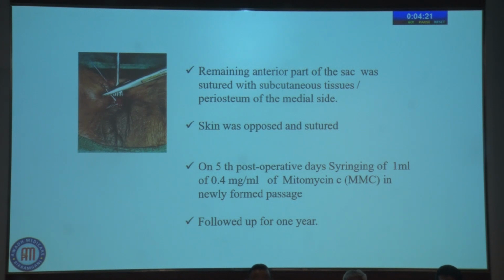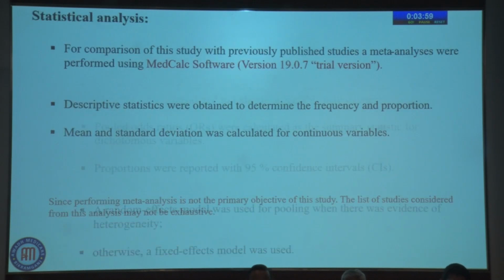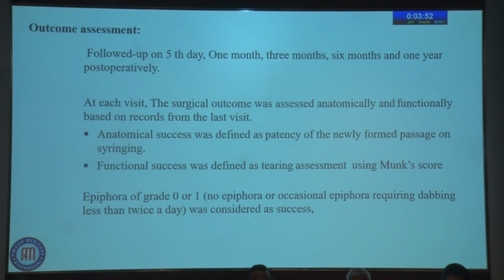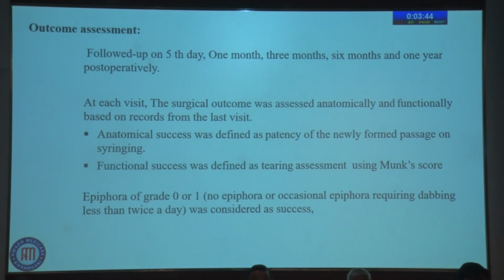And on the 5th postoperative day, 1 ml of 0.4 milligram per ml of vitamin C is syringed in the newly formed passage, and all these cases were followed up for 1 year. And this is the nasal endoscopy after 1 year. Yeah, this is the nasal ostium. These cases were followed up on the 5th day, 1 month, 3 months, 6 months, and 1 year. And at each visit, the surgical outcome was assessed anatomically and functionally. Anatomical success was defined as patency of the newly formed passage on syringing, and functional success was defined as tearing assessment using Munk score. And epiphora of grade 0 or 1 was considered as success.